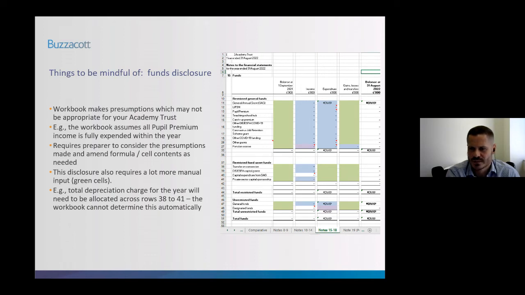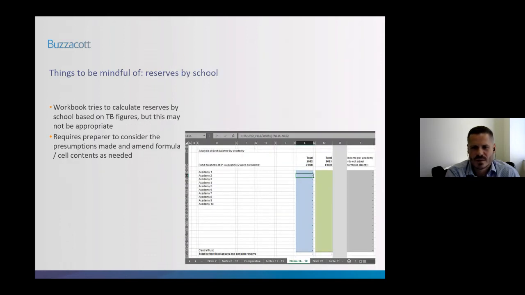So on the next slide, as you mentioned, for multi-academy trusts, there is a requirement to disclose the revenue reserves balance by individual school. Again, the template will try and calculate this based on the figures in the individual school trial balances for income and expenditure. But again, the way the balance has been calculated may not be the most appropriate. So this should therefore be checked against your own expectations and internal reports, and the formulae adjusted as needed.